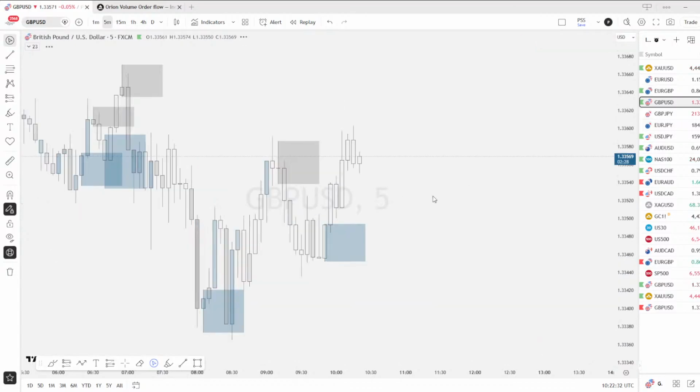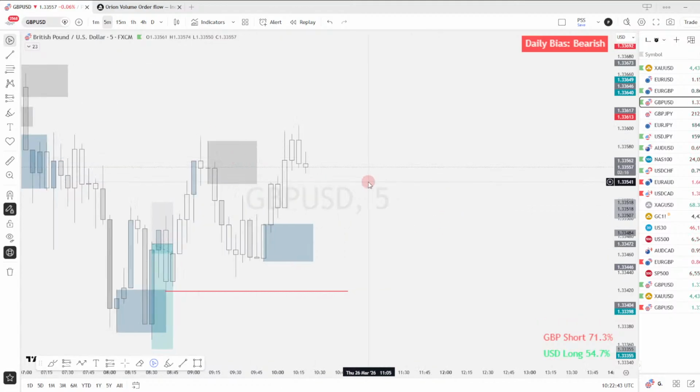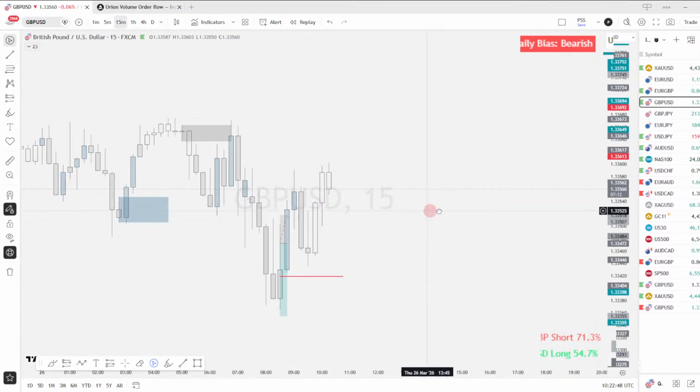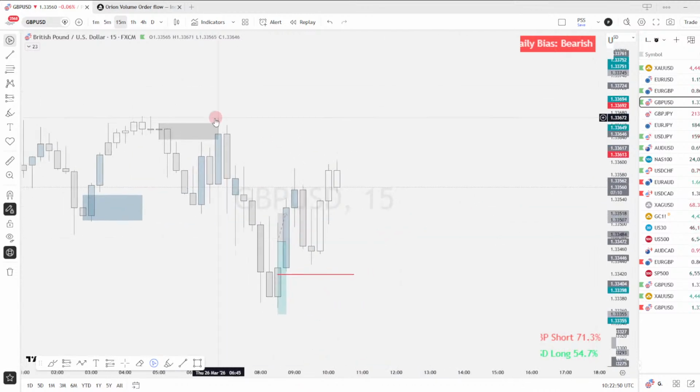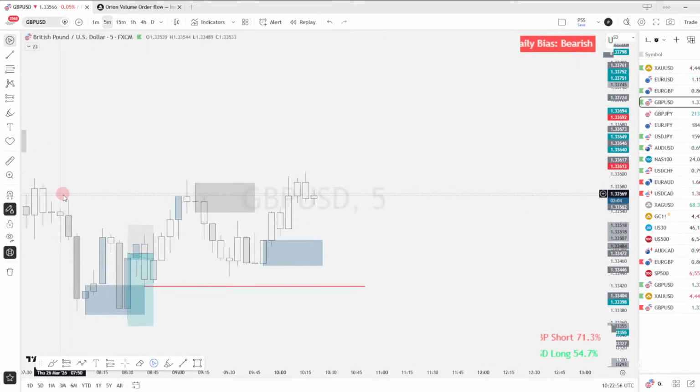For example, here we have a 71% British pound short and then a 54% long. So the chances are we're going to see further downside here. Same thing as before. Bearish range. 5 minute is bullish. Closed above this high, so we're bullish. That's the low, that's your high.